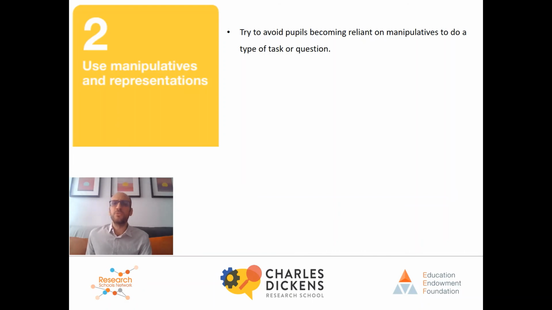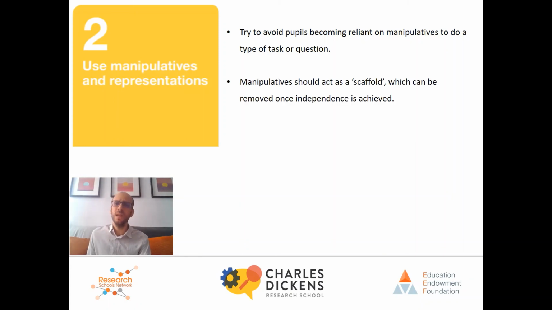Here are some other recommendations on effective manipulative use. Try to avoid pupils becoming reliant on manipulatives to do a type of task or question. A manipulative should enable a pupil to understand mathematics by illuminating the underlying general relationships, not just getting them to the right answer to a specific problem. Manipulatives should act as a scaffold which can be removed once independence is achieved. Before using a manipulative, it's important to consider how it can enable pupils to eventually do the maths without it. When moving away from manipulatives, pupils may find it helpful to draw diagrams or imagine using the manipulatives.